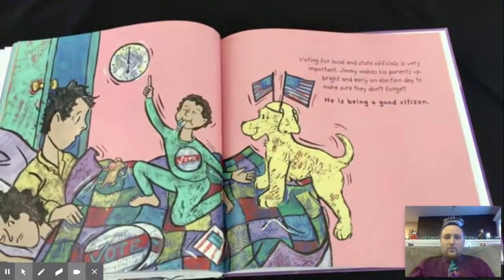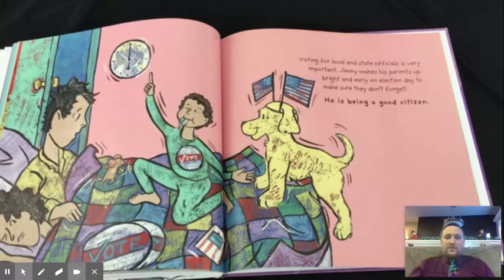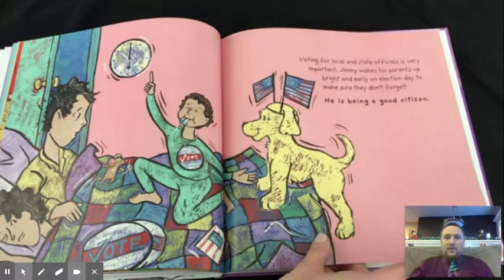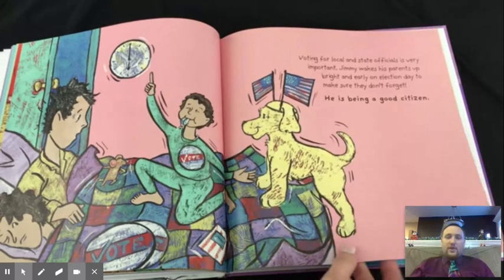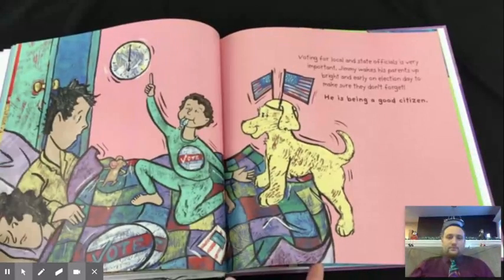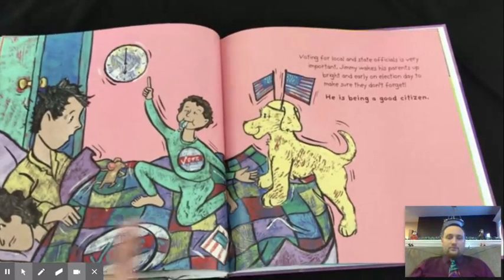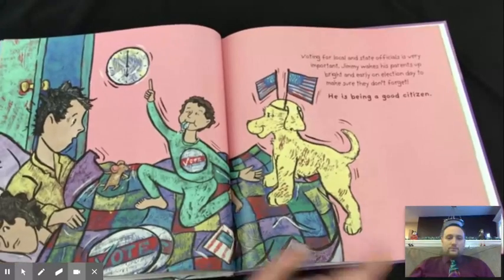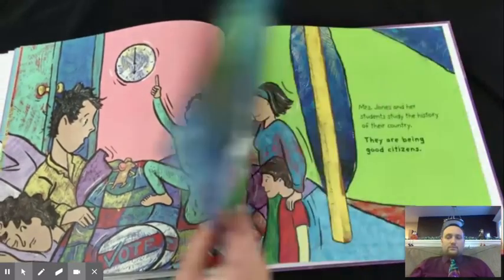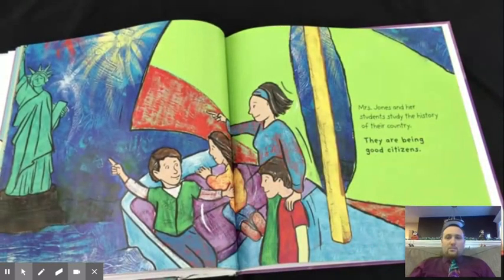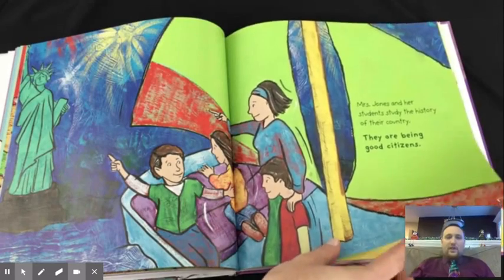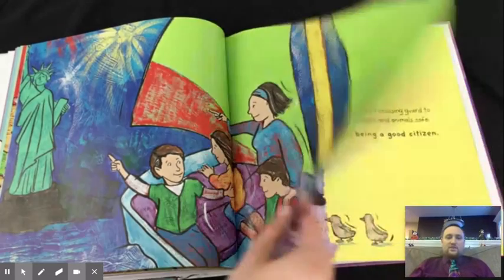Voting for local and state officials is very important. Jimmy wakes his parents up bright and early on election day to make sure they don't forget. He is being a good citizen. Mrs. Jones and her students study the history of their country. They are being good citizens.